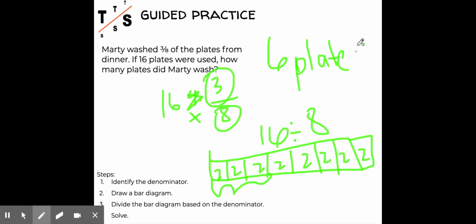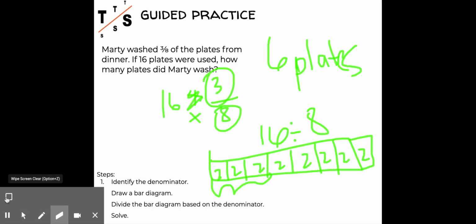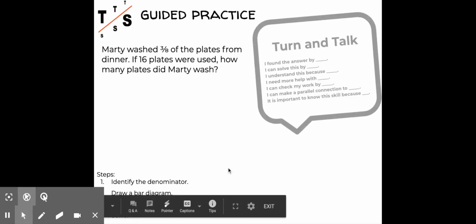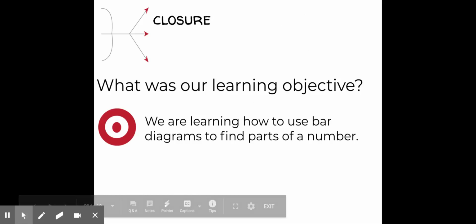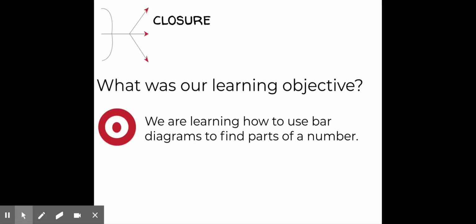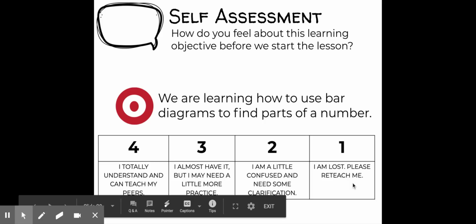If at any time you need to go back through the lesson and review what we've done to help you, then feel free to go back. So let's talk about our learning objective. Today we are learning how to use bar diagrams to find parts of a number.